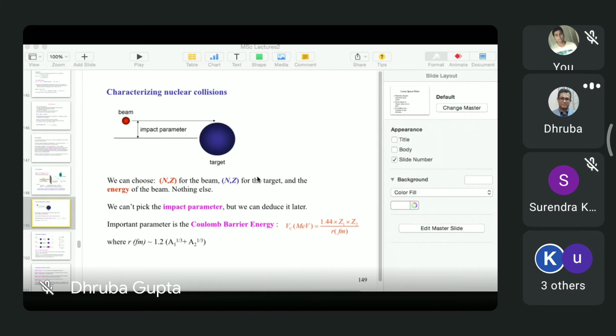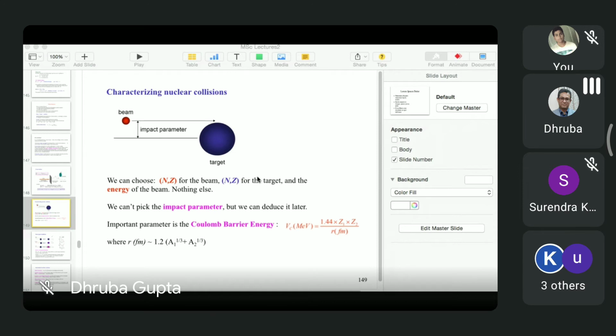When it is incident with a particular momentum and approaching the nucleus, since both the projectile and the target contain protons, they will repel. This repulsion is the Coulomb potential. You can just calculate Z1 Z2 by R. Now this 1.44 comes out due to the energy unit, MeV Fermi. If you put it in, it comes out to be 1.44. You can calculate and verify that.